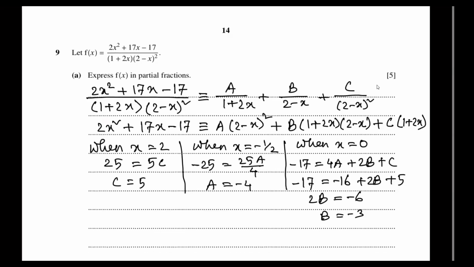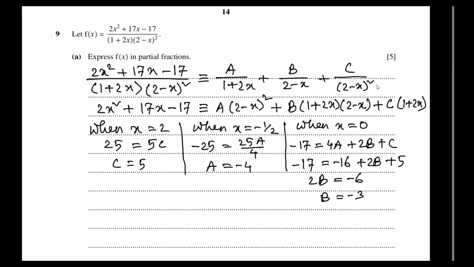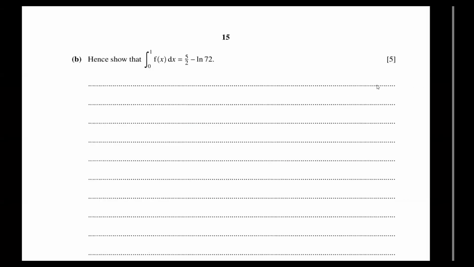Now we know the values of the constants A, B, C. Substitute them and you have the partial fraction: 4 by 1 plus 2x, minus 3 by 2 minus x, plus 5 by 2 minus x whole squared. Okay, that's the partial fraction. So let's move on to question number B.